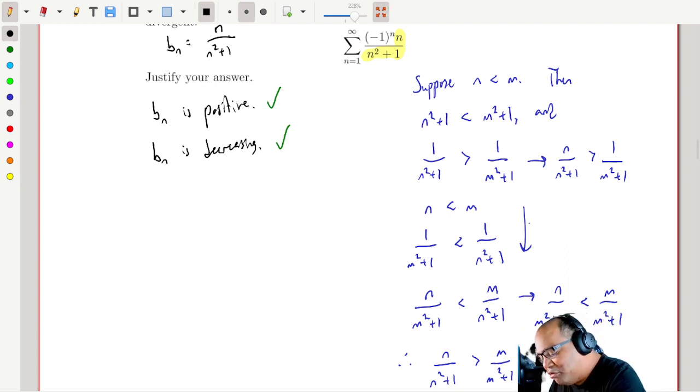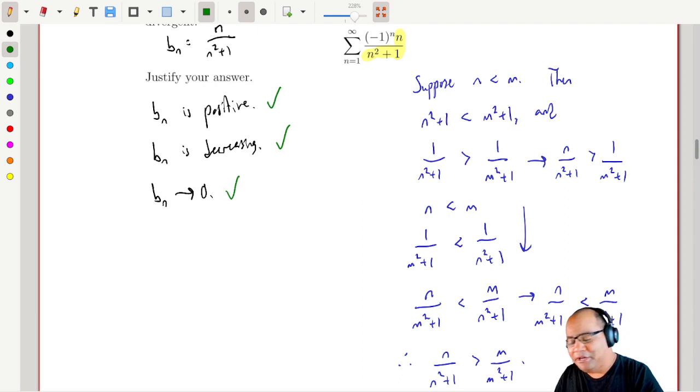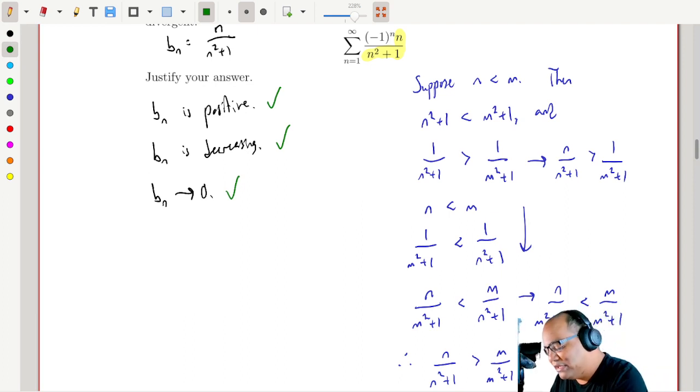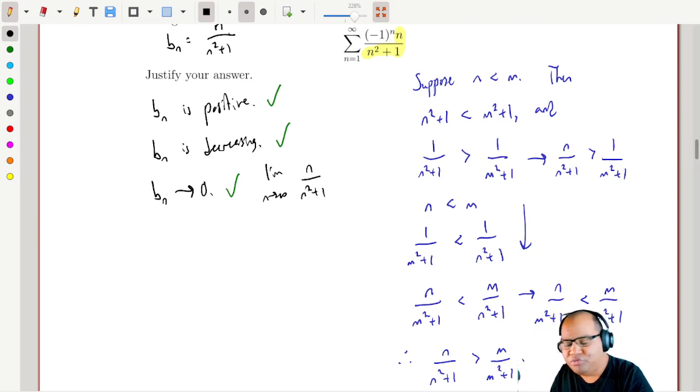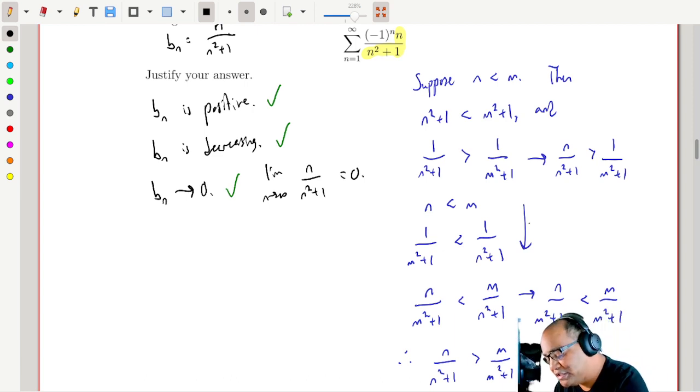All right, let's go ahead and now check the easiest part here. Bn goes to 0. Well, it certainly does, right? You just take the limit there. It's bottom heavy. The denominator is going to go faster at infinity, because, let's look at it here. The limit as n goes to infinity of n over n squared plus 1. You can do the usual calculus 1 trick, get a limit of 0. So now, by the alternating series test, the sum converges.